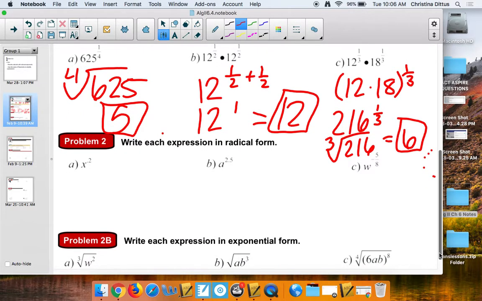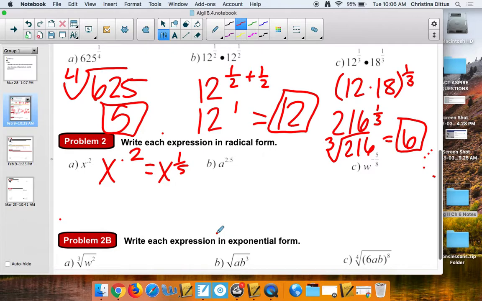Okay. This says to write each expression in radical form. That means using a radical. I don't know if you can tell, it's really hard to tell, but this says x to the point 2, not just x squared. I don't know if you can tell that in your notes. But that says x to the point 2. Okay. I don't know how to work with decimals. I like fractions. So how can I turn 0.2 into a fraction? 1/5. Very good. So this is the same as x to the 1/5.